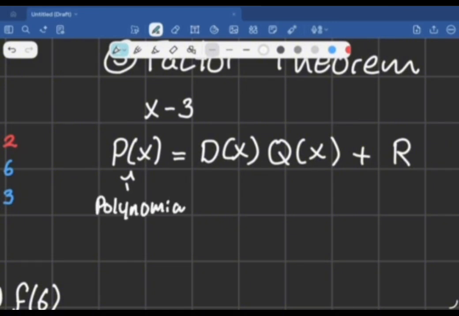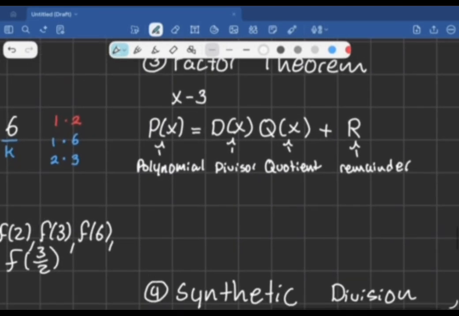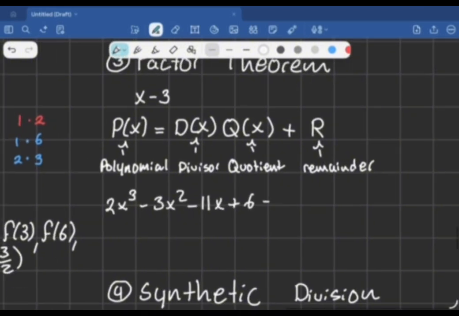Polynomial, divisor, quotient, remainder. You'll see that what we have is our polynomial, which is 2, our factor. And now the only thing that we're missing is our quotient, since we already know that this is equal to 0. So this is kind of irrelevant. But we want to find this.